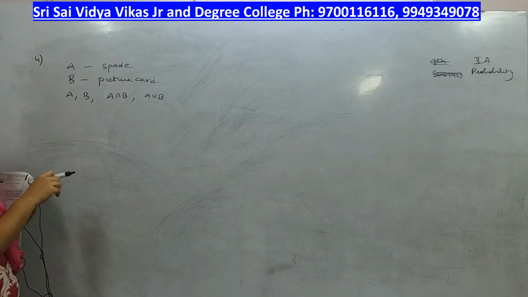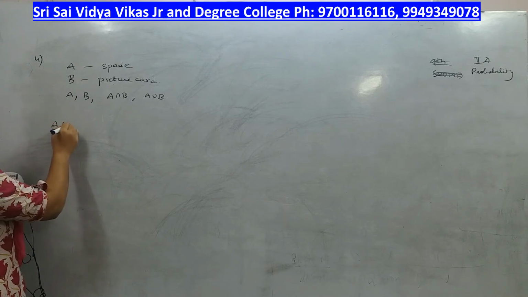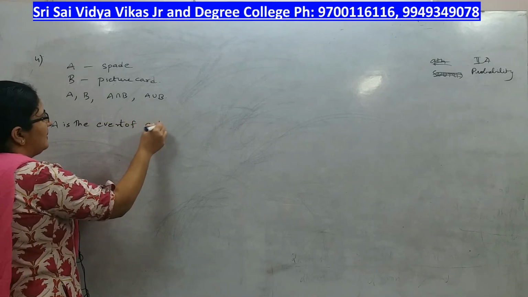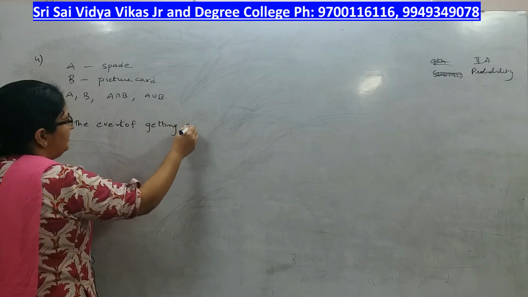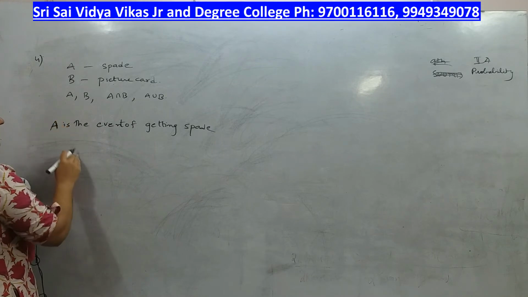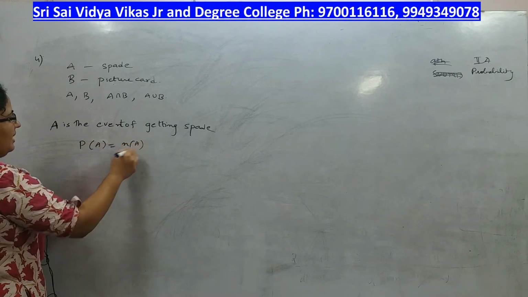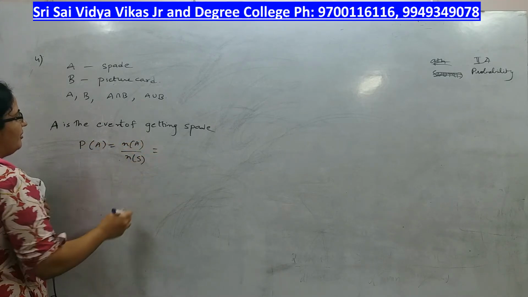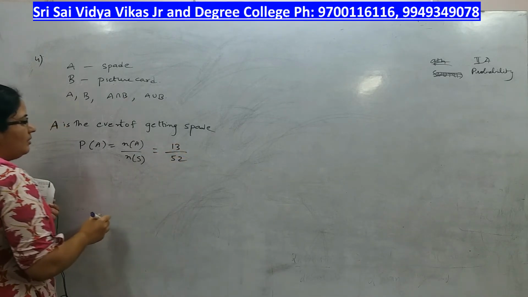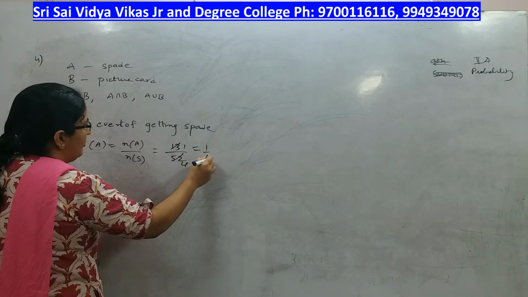Now here, A is the event of getting a spade. P of A is N of A by N of S. The number of spades that you have is 13, but the total number of cards is 52. So that is 13 ones are 13, 13 fours are 52, which is 1 by 4.